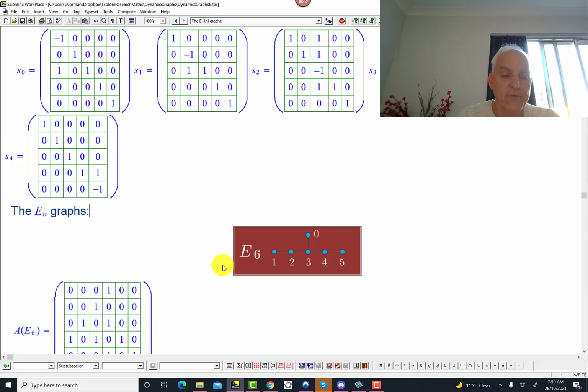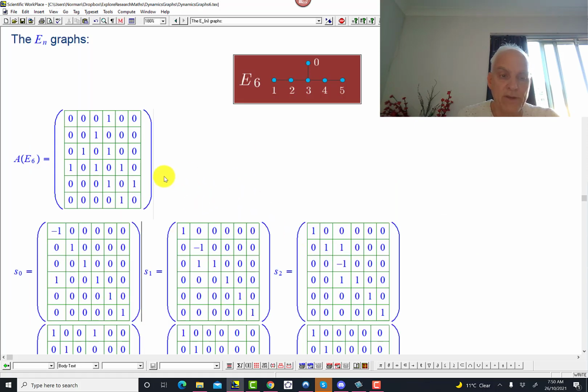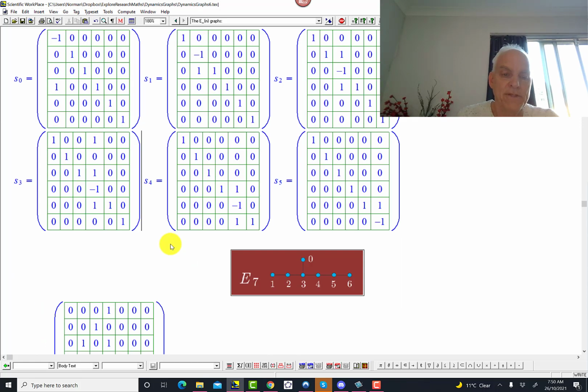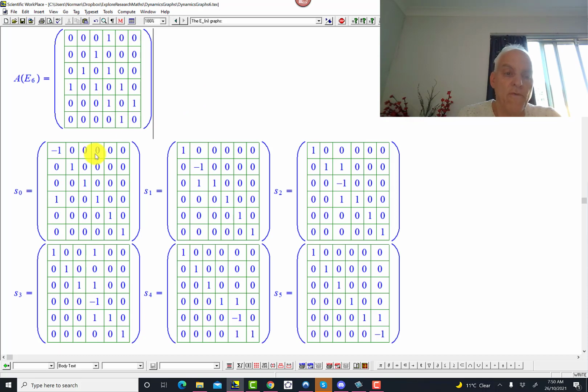How about E6? There's E6. There's its adjacency matrix. So it doesn't take more than a few minutes to go from this adjacency matrix to writing these things down. And once we have these things down, well, then we have the generators of the group.